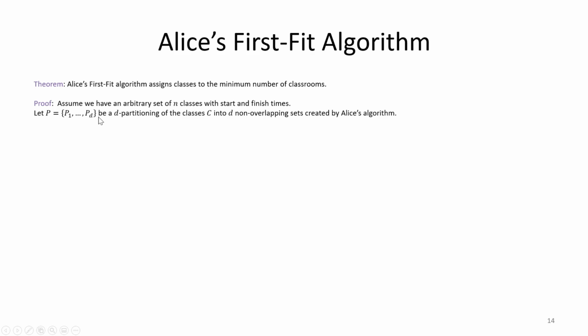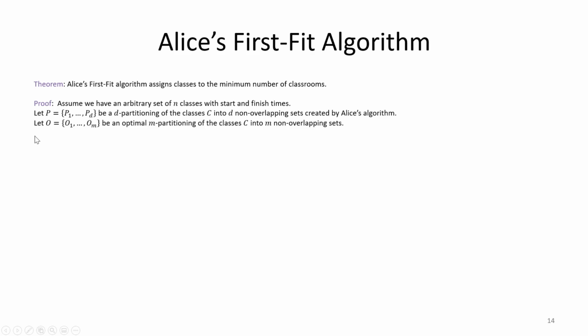Now at the moment I've chosen D instead of M because it's my goal to argue that D is M, that P is optimal, that it splits it into the minimum number of classrooms. But if I assume that right off the bat, when I'm just setting it up, then I beg the question. I've assumed what I'm trying to prove, and that doesn't get us anywhere. So I'm going to give it a different name here, D, with the goal of proving it's equal to M.